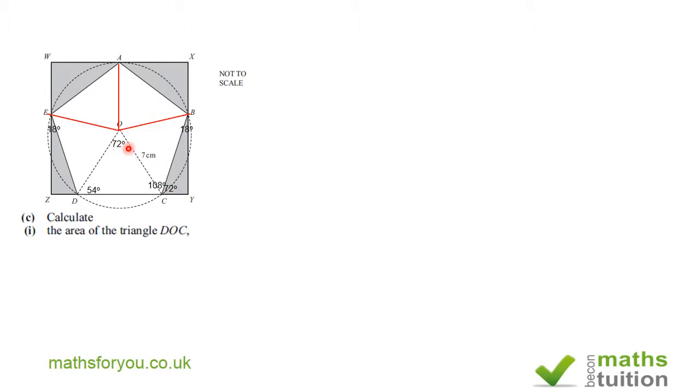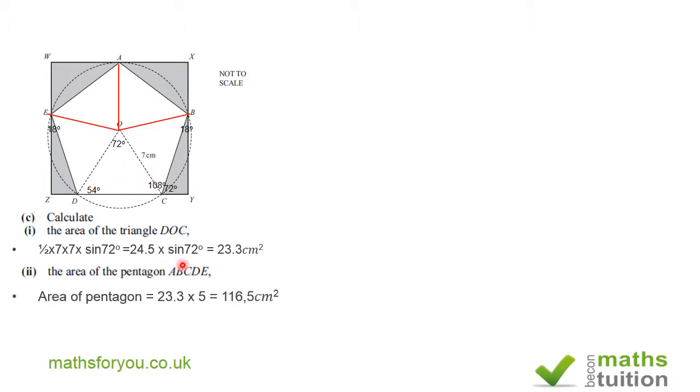So what comes to mind is to do the usual half ab sine C. The area of this triangle becomes a half times 7 times 7 times sine 72 degrees. Now a half of 49 is 24.5, and 24.5 times sine 72 degrees gives us 23.3 centimeters squared. So the area of this triangle is 23.3 centimeters squared. Therefore, to find the area of the whole pentagon, we do 23.3 times 5, and that gives us a value of 116.5 centimeters squared, and that is the area of the whole pentagon.